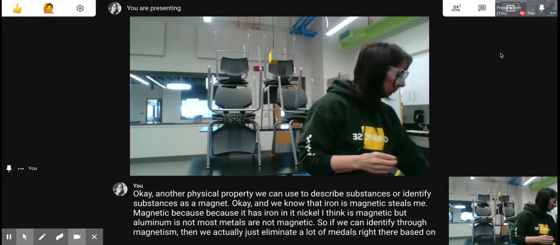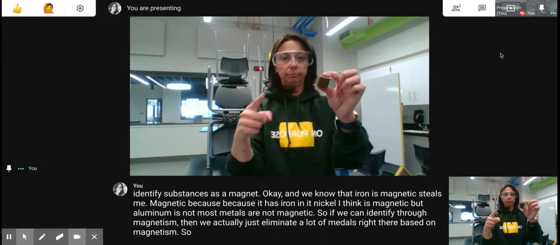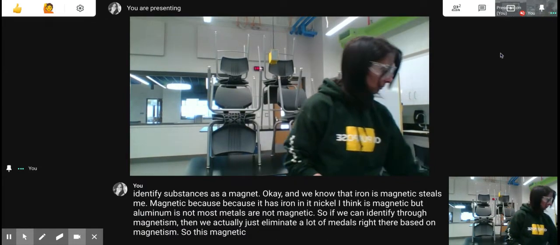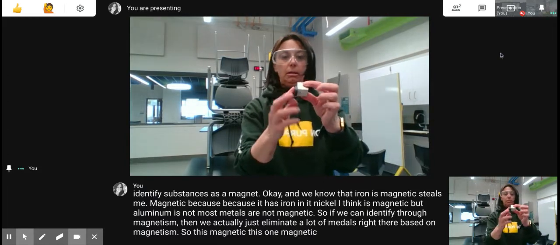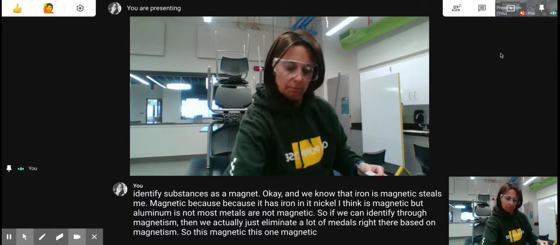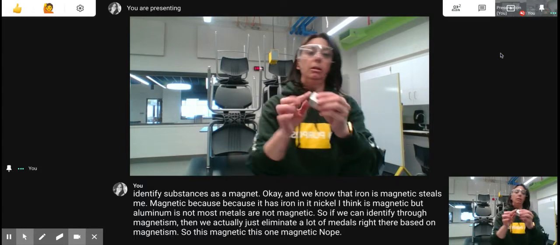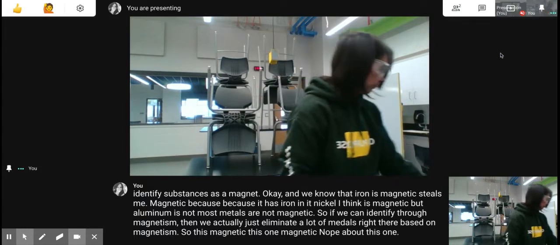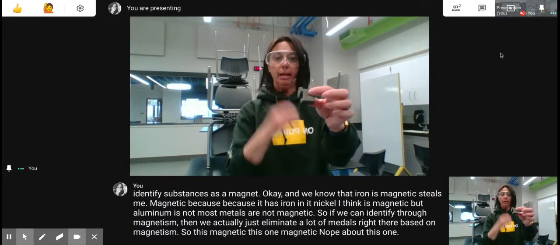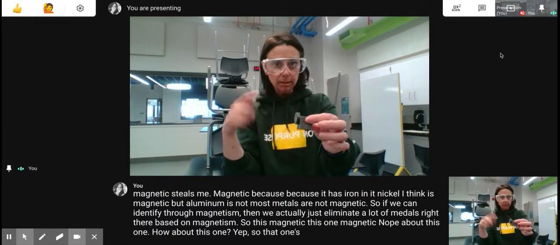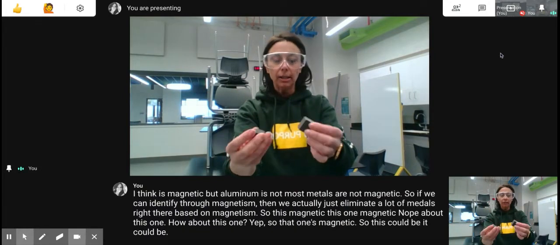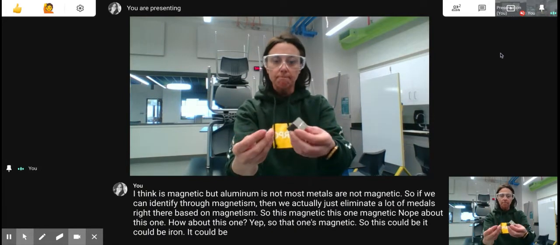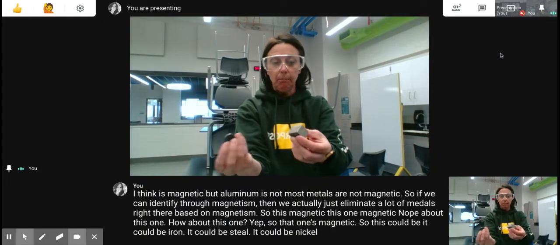So this magnetic, nope. This one magnetic, nope. How about this one? Nope. How about this one? Yep, so that one's magnetic. So this could be iron, it could be steel, it could be nickel, just based on magnetism.